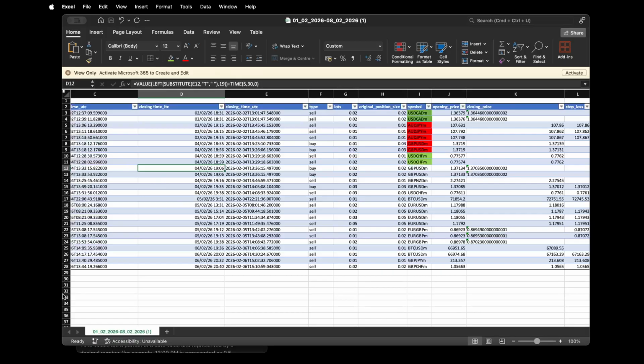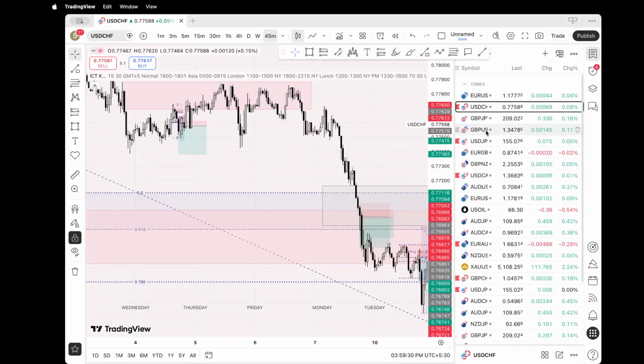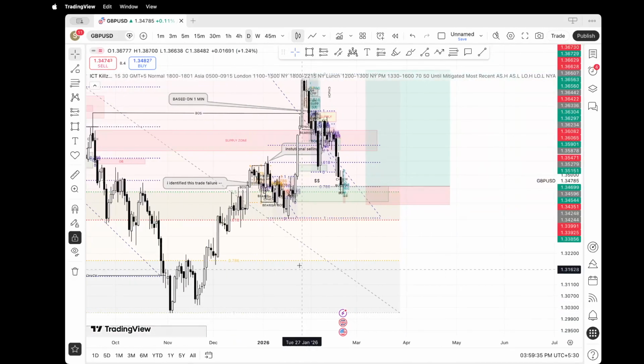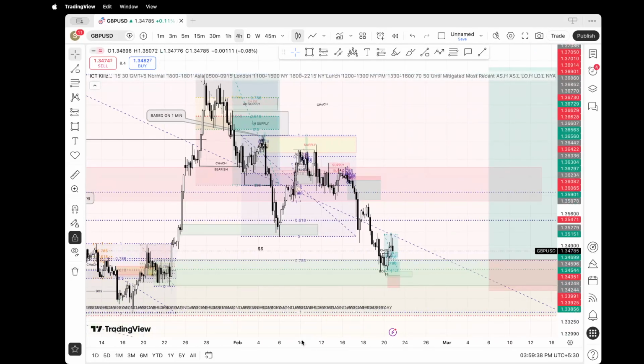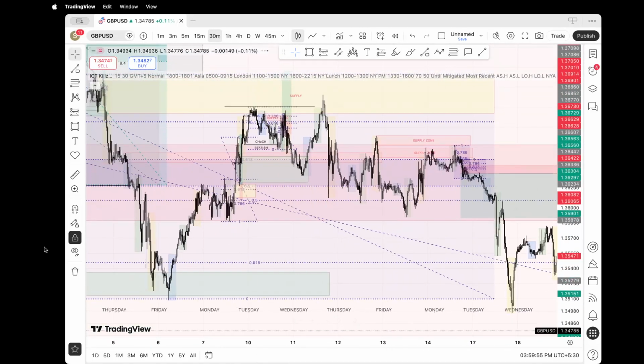GBP USD, 706, 4th Feb. So let me switch to TradingView. GBP USD, 4th of February, somewhere here, around 7. So this is, oopsie. Did I again enter the trade? Damn. Now let me confirm in the Excel. This was a buy trade again. GBP USD, again a buy trade.